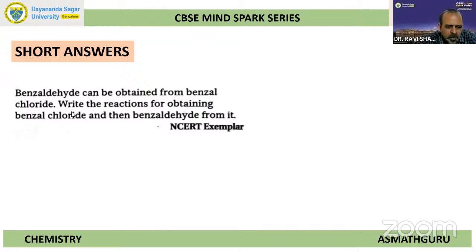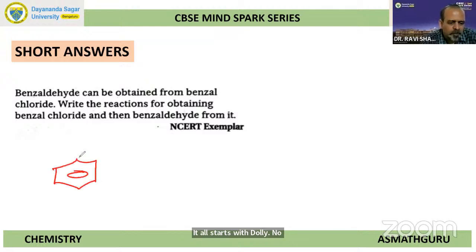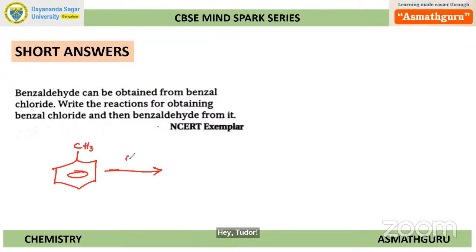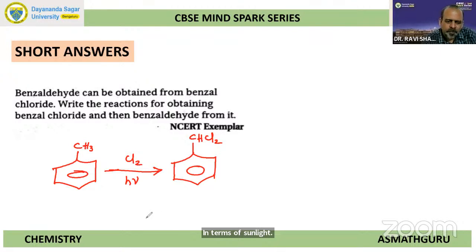Benzaldehyde can be obtained from benzyl chloride. Write the reaction for obtaining benzyl chloride and then benzaldehyde from it. It all starts with toluene, no? I told you, toluene undergoes side chain reaction with chlorine in presence of sunlight. What will happen? The hydrogen gets replaced and you get CH2Cl. This is called benzyl chloride.